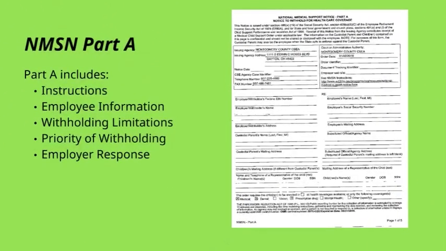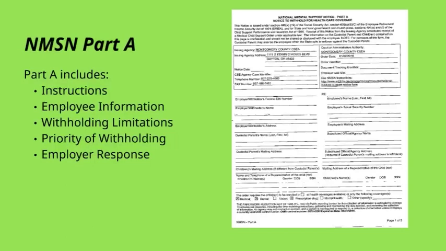Part A. Part A includes employer instructions. It identifies the employee that has been ordered to provide health insurance, as well as the names of their children who are entitled to coverage. Part A asks that you respond to our agency with answers to the following questions.